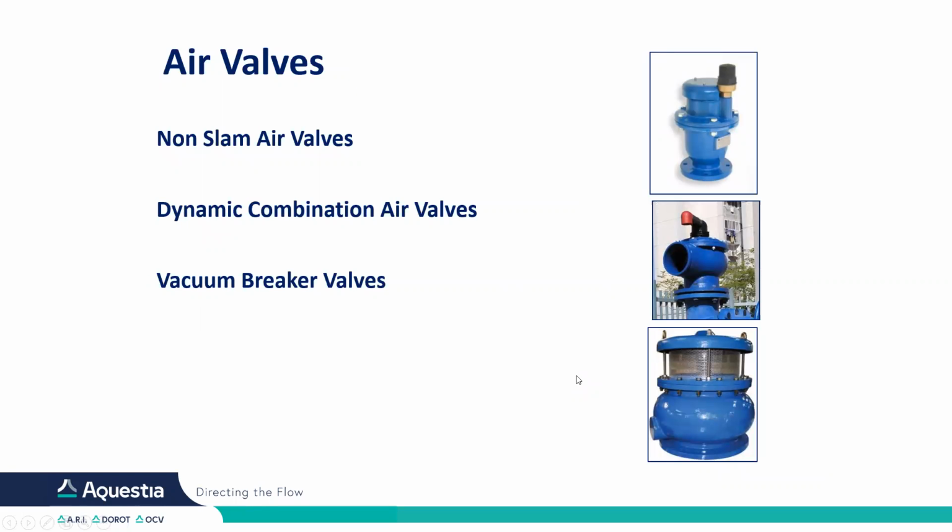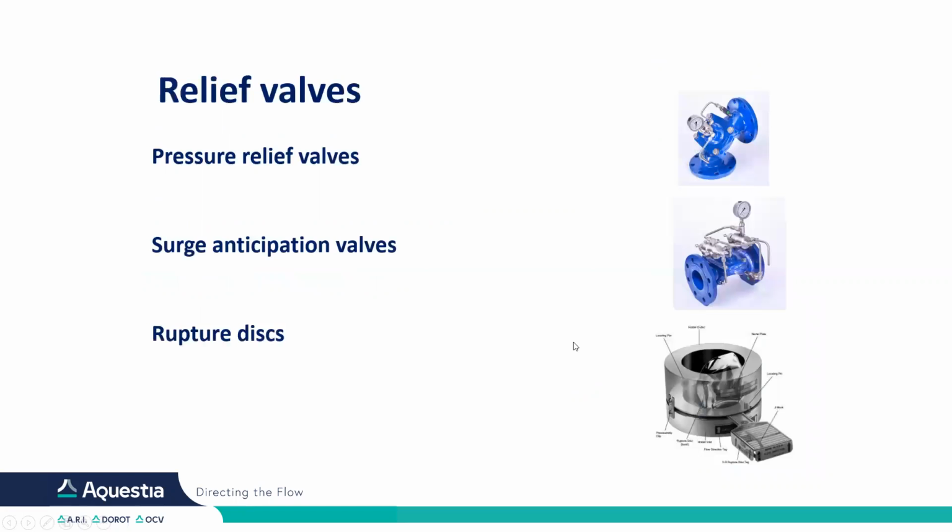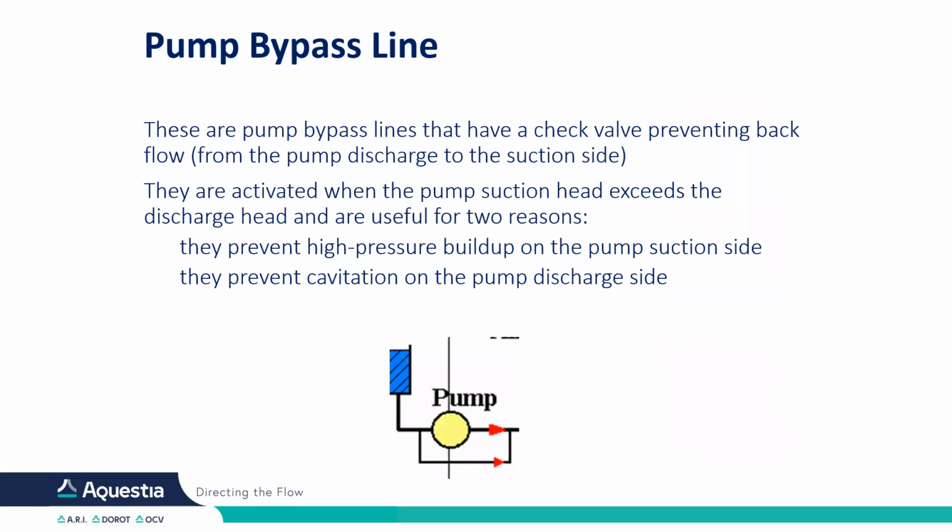Now there are several devices that can help prevent those surges. Air valves, we have the non-slam air valves, vacuum breakers, dynamic combination air valves. We have the pressure relief valves, surge anticipating valves, rupture discs. I don't have time to go into each device, but just in general there are devices that can protect your system. By pump bypass line that has a check valve preventing backflow.